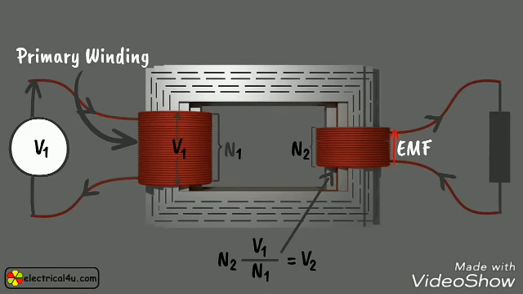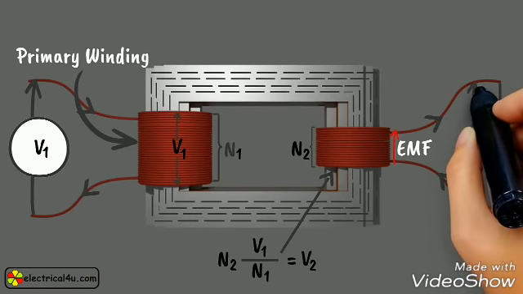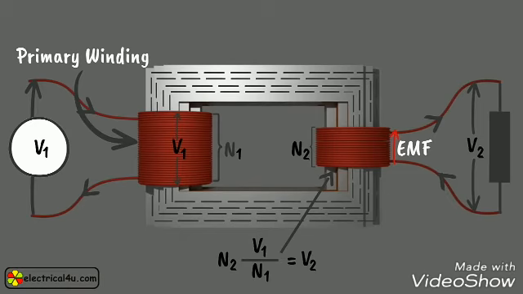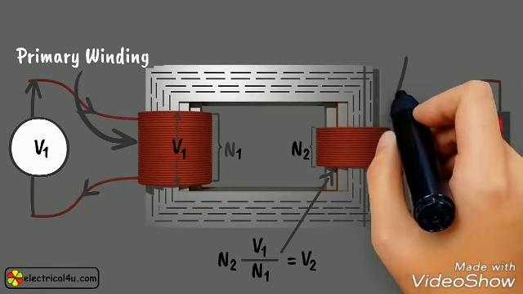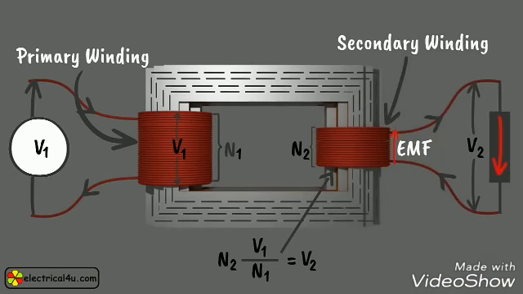If now any closed circuit is connected across this second winding, it will provide voltage V2 across the circuit, and due to the voltage there will be current flowing through the circuit. Normally in a transformer, this second winding is connected with the load circuit. This winding is referred to as the secondary winding.